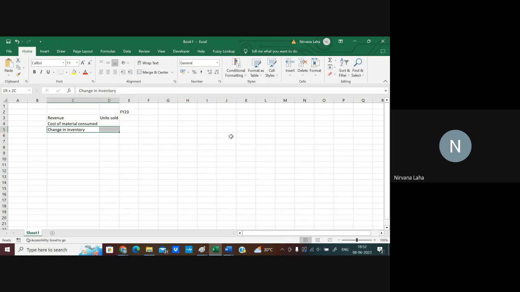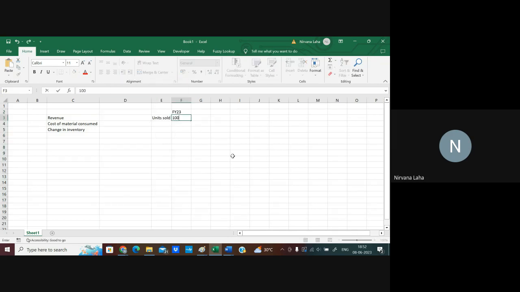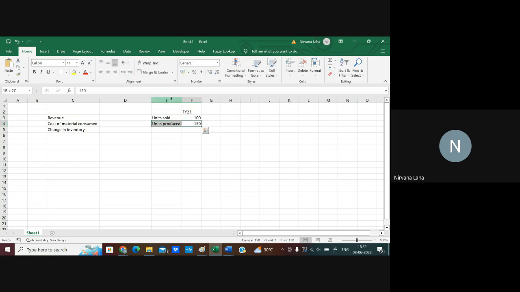Suppose we have a particular period, say FY23. Here, you have a company which is, say, selling 100 units. But the units produced by it are, say, 150. Because it cannot obviously produce in line with sales, right? It will produce sometimes less, sometimes more.